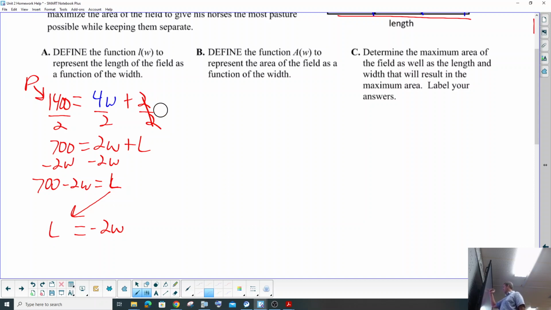I guess this should be lowercase. I don't know if it really matters. So there's our L, and then don't forget your 700. So we move that there because you should always put the variable term first and then the constant. Whoa, done. Define the function A(W) to represent the area of the field as a function of width. Well, do you remember?